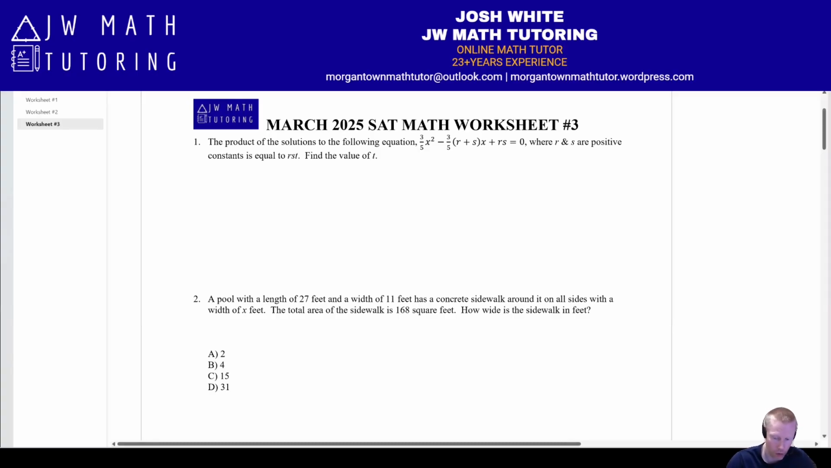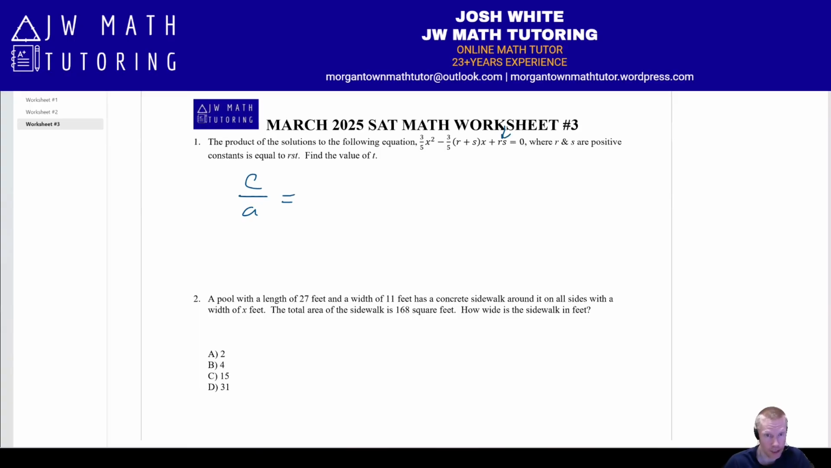Okay, so here we have a quadratic related question. For this one, you have this equation. It's got constants in it, r and s and everything, and it tells you that the product of the solutions is equal to this expression rst. If you know the formula for the product of the solutions for a quadratic equation, this question is actually very simple and very easy to solve, because the formula for the product of the two solutions is just c over a. So this is the c term, i.e.